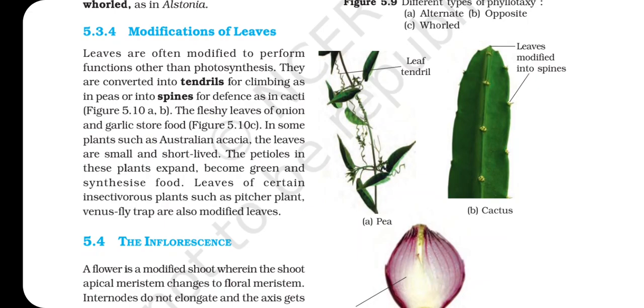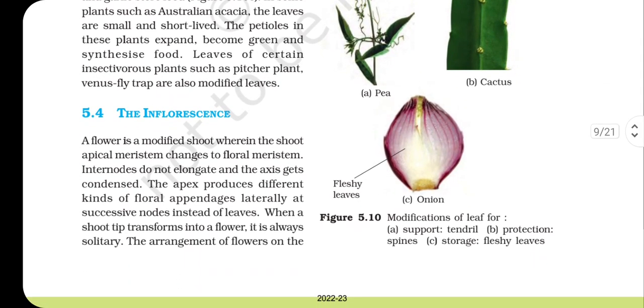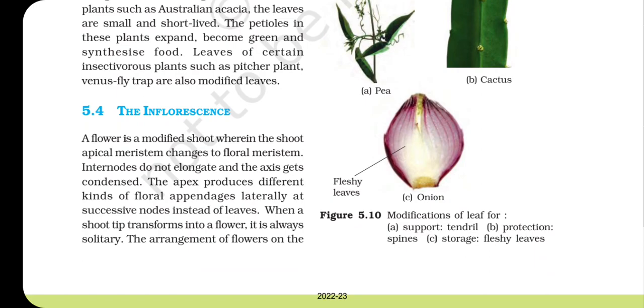The inflorescence. A flower is a modified shoot wherein the shoot apical meristem changes to floral meristem. The internodes do not elongate and the axis gets condensed. The apex produces different kinds of floral appendages laterally at successive nodes instead of leaves. When a shoot tip transforms into a flower, it is always solitary.